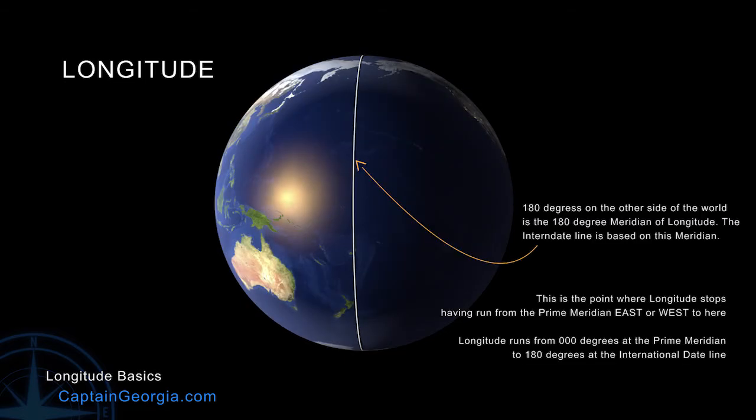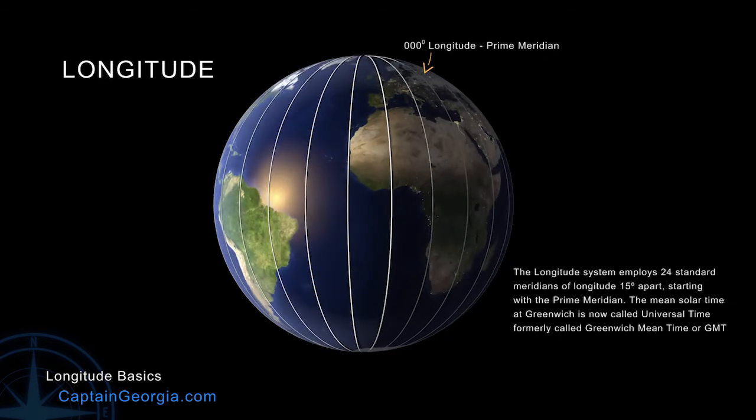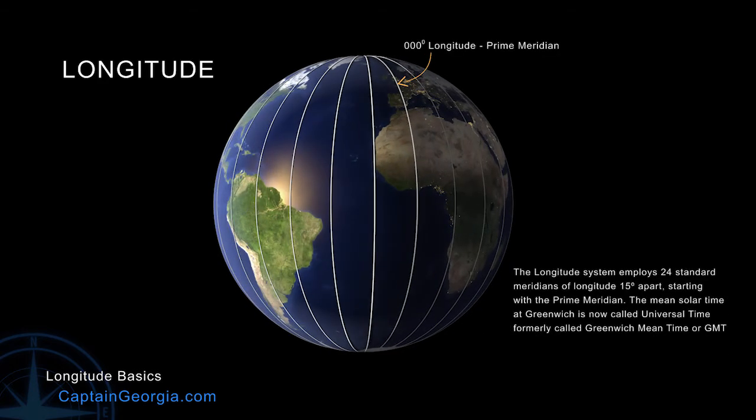If we go to the other side of the globe, the rest of that circle, this particular arc, is 180 degrees from the prime meridian. Longitude runs from 0 degrees at the prime meridian to 180 degrees at the international dateline, east or west of the prime meridian. So our prime meridian is 0 degrees, and this is our starting point.